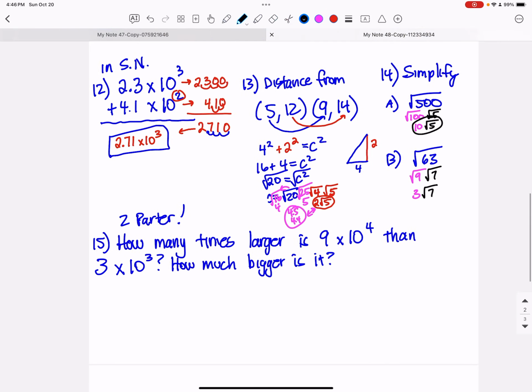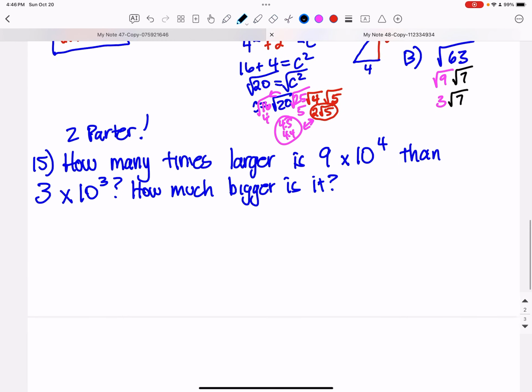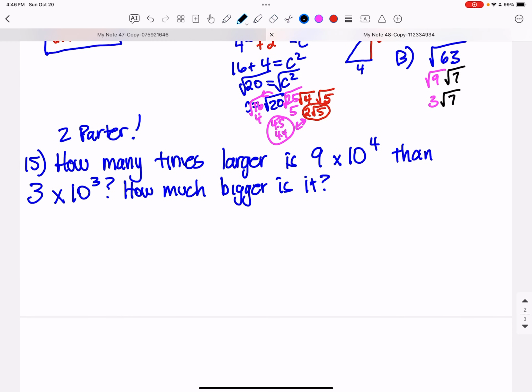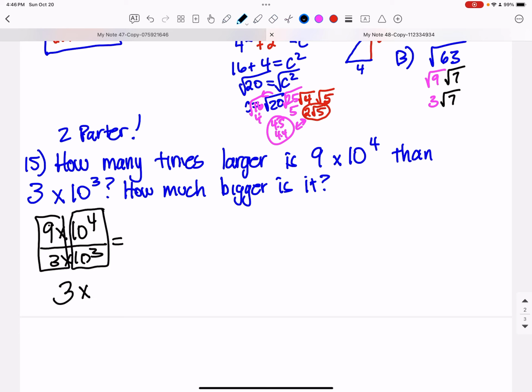There we go. How many times larger? How many times means like how many times bigger am I than somebody? I'm twice as big. We're dividing. So 9 times 10 to the 4th divided by 3 times 10 to the 3rd equals 9 divided by 3 is 3. One less than division is subtraction, times 10 to the 1st. That's just 30, right? 3, move it over 1 time. So you could write it in scientific notation. You can write it in normal. So it's 30 times bigger. That's how many times bigger that number is than that number.